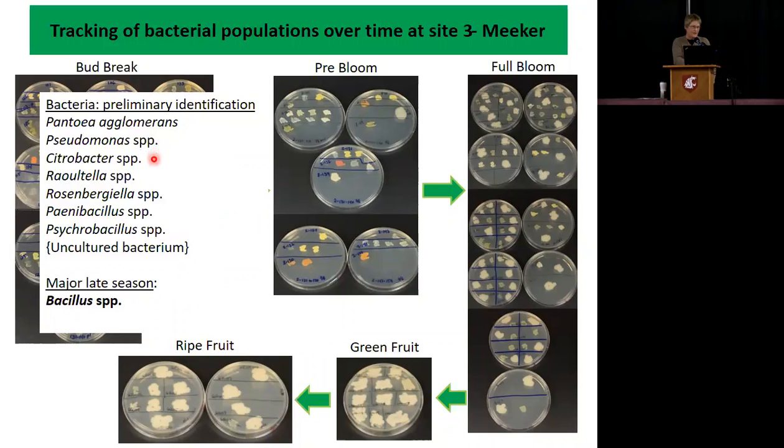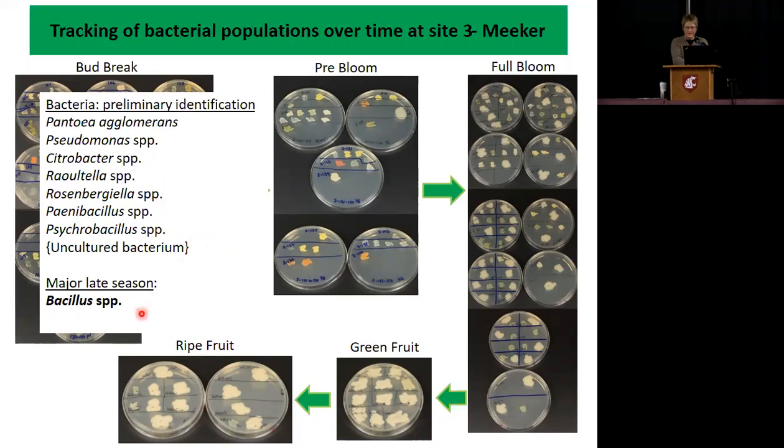Pseudomonas species, Citrobacter, Rahnella, Rosenbergiella, Paenibacillus, and Cyclobacillus. And then of course we have some of the uncultured or unidentified bacteria in the databases. These are done by molecular analysis. But here we have just a wide assortment of common environmental bacteria colonizing up through full bloom.